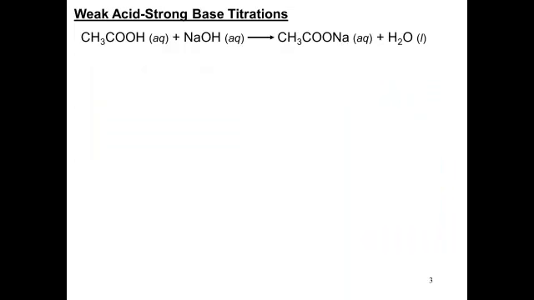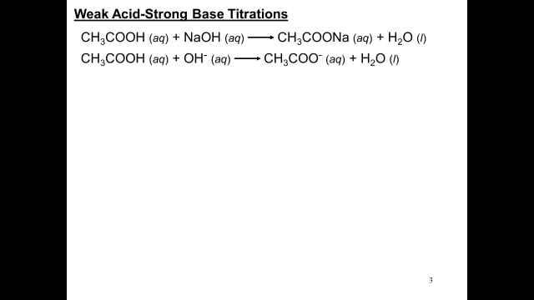Weak acid, strong base titration. Acetic acid plus sodium hydroxide is the example here. The net ionic equation is that the acetic acid reacts with the hydroxide ion, forming the acetate ion and water. This time the equivalence point will be greater than 7, since the sodium hydroxide is predominant.